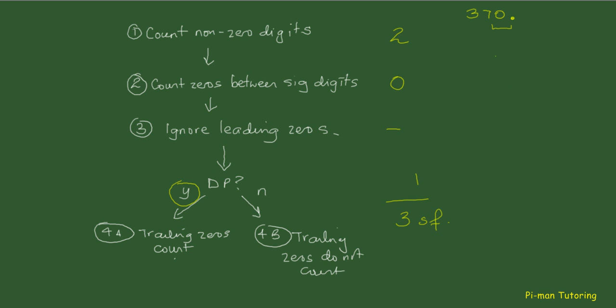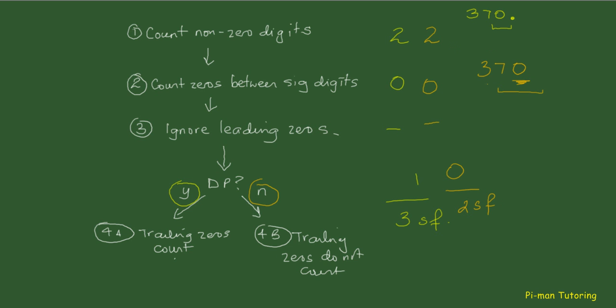But notice, had this number been 370, if you were just given the number 370 with no indication of a decimal point or not, it's actually quite an ambiguous case. This may have been measured very precisely to the last digit, or this 0 may indicate that this thing was only measured to the nearest 10 units. You really can't tell in the absence of a decimal point. And so you have to assume the worst case. Well, if we go through the same system, we would say that there are 2 non-zero digits, nothing between those digits, no leading zeros to worry about. Decimal point in this case would be no, and therefore the trailing zero doesn't count, and we're left with 2 significant figures just because that decimal point was missing.